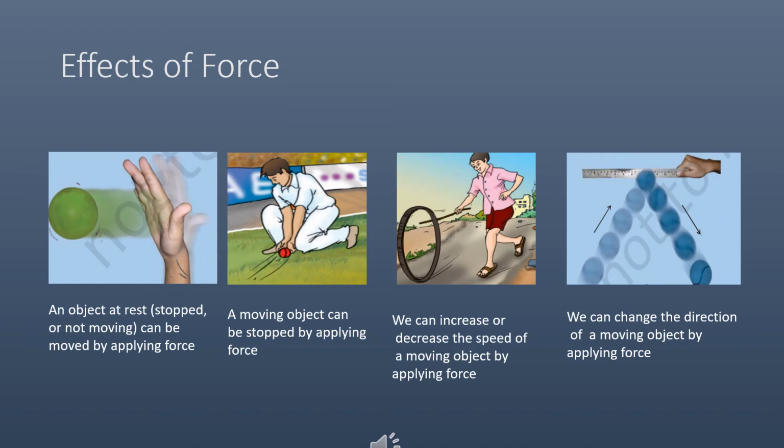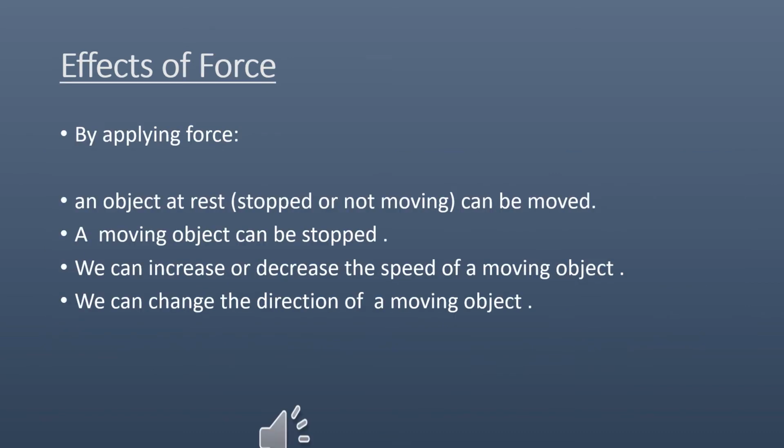Now, the fourth effect is we can change the direction of a moving object by applying force. This is what a batsman is doing while playing cricket. Using his bat, he is striking the moving ball and pushing it in the opposite direction, changing the direction of movement of the ball by using his bat. So, these are the four effects of force.